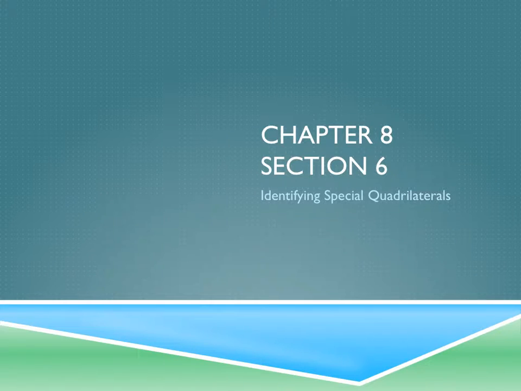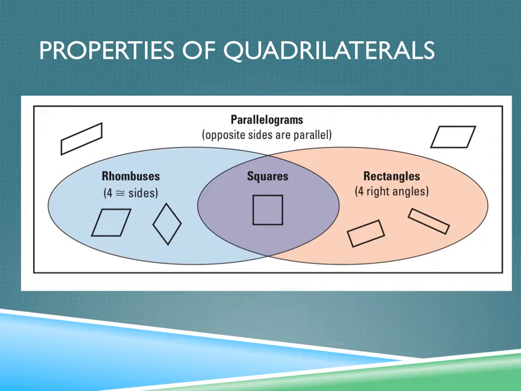All right, so like I said, the good news about 8-6 is it kind of wraps it all up. So 8-6 is identifying special quadrilaterals. So now we're working backwards. You're going to get given information about quadrilaterals or four-sided figures, and you've got to figure out which of the quadrilaterals it best describes.